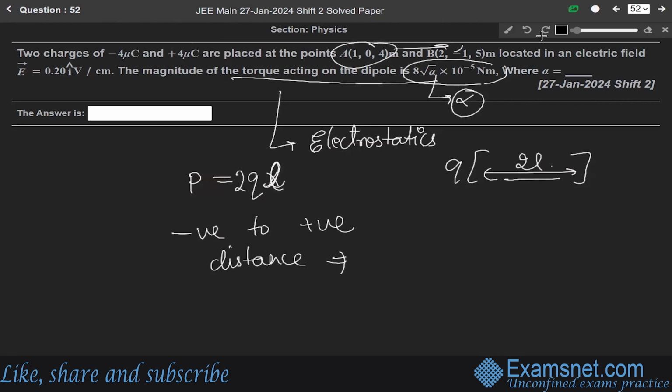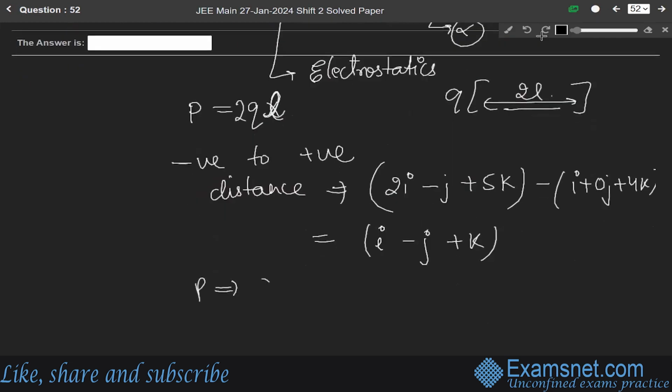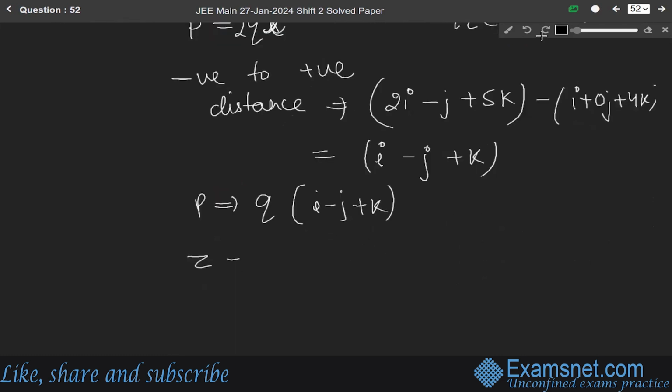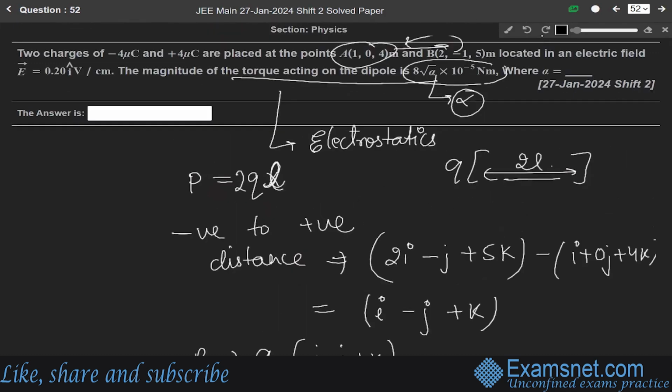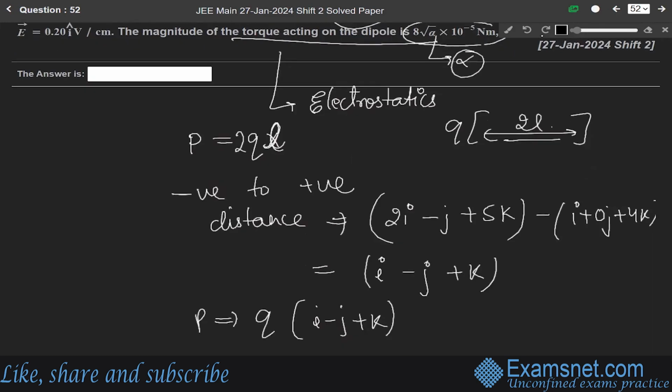Now we have to subtract A from B. So 2i minus j plus 5k minus i plus 0j plus 4k will be equal to i minus j plus k. So p will be equal to q into this i minus j plus k. The torque τ will be equal to p cross E. So p is 2 i minus j plus k, and q, the charge, is given as 4 microcoulomb.